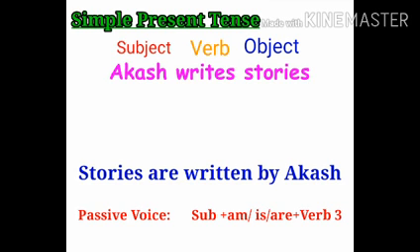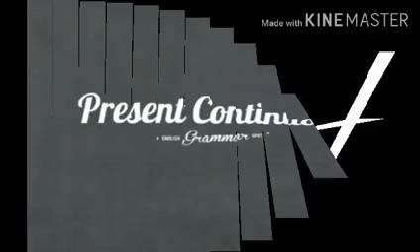But in the first sentence, Akash writes stories. Here Akash gets more importance, and who writes stories? Akash. But in the second sentence, stories are written by Akash. What is written by Akash? That gets more importance. So this is the difference between active and passive voice.